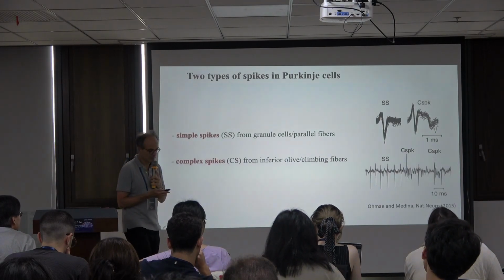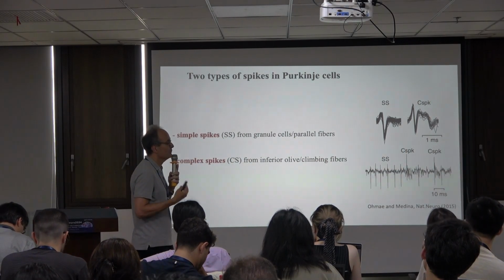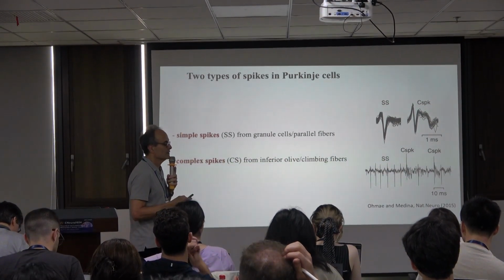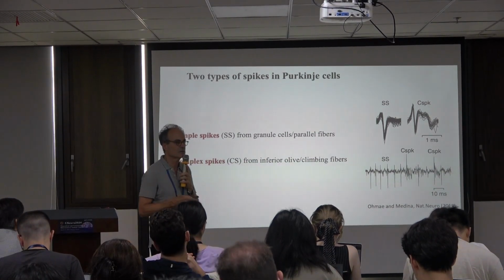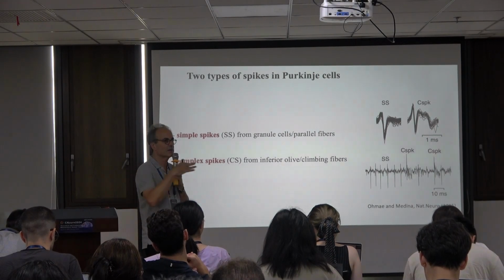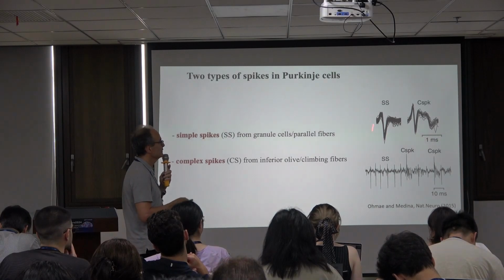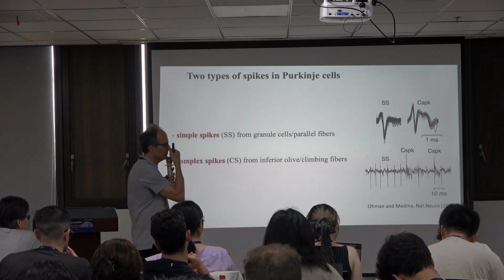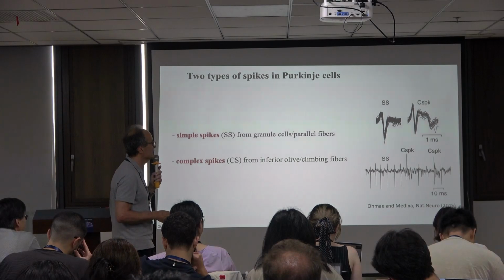So now if you record from a Purkinje cell, the fact that you have these two different kinds of inputs is reflected in the kind of action potential that the cell emits. When it's stimulated by all these parallel fibers, it emits a sharp spike that's called a simple spike. So that you see here in this recording. This is from, I took a random one from Javier Medina's lab.